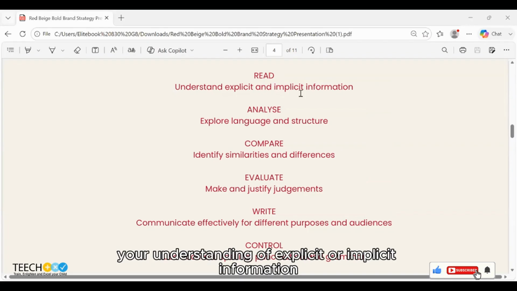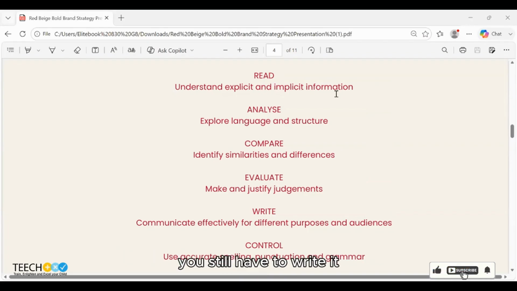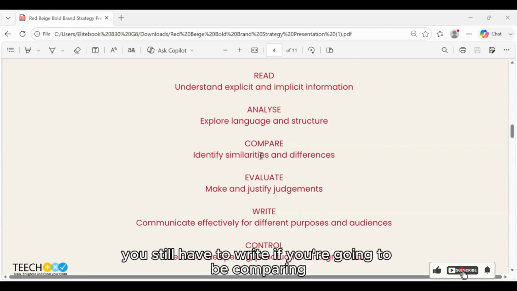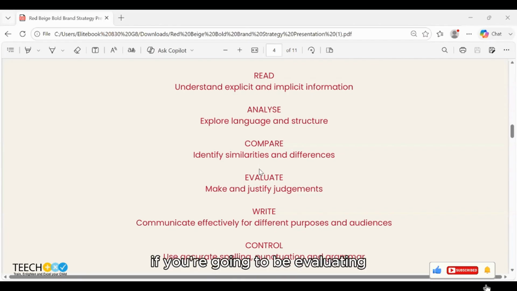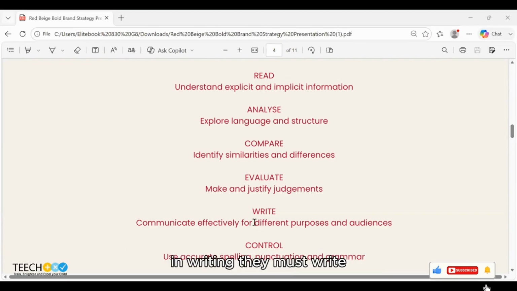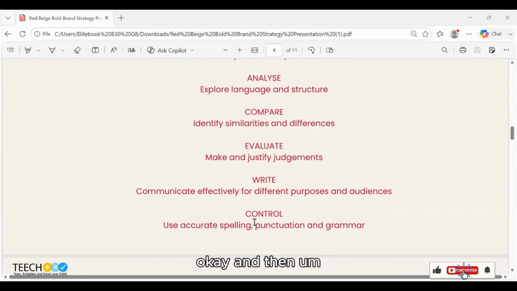If you're going to be communicating your understanding of explicit or implicit information, you still have to write it. If you're going to be analyzing a text for language and structure, you still have to write. If you're going to be comparing, you still have to write. If you're going to be evaluating, everything has writing in it. So one thing you should also note from this is that no class should go by without you engaging your students in writing. They must write. They absolutely must write. Okay?